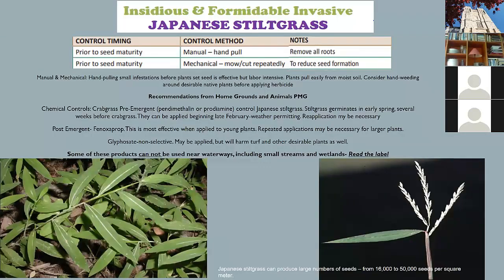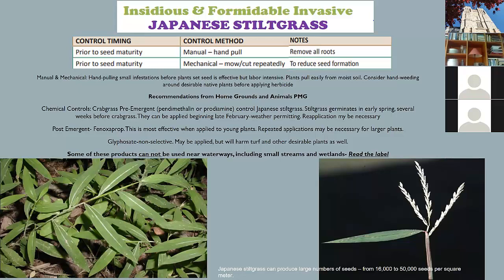So first we'll start with Japanese stiltgrass. There are manual and mechanical ways to control Japanese stiltgrass. You can hand pull small infestations before plants set seeds. It's effective but labor intensive. They're easy to pull from the soil when the soil's moist, and consider hand weeding around desirable native plants before applying any herbicides.